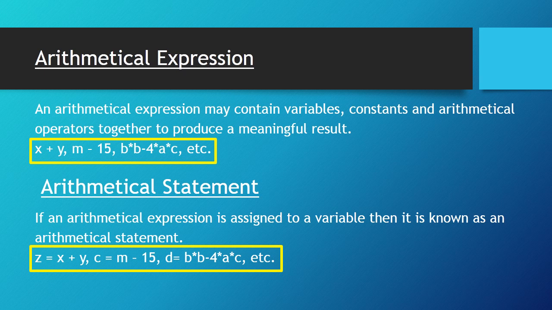Arithmetical expression and arithmetical statement. An arithmetical expression contains variables, constants, and arithmetical operators which together produce a meaningful result. And when this arithmetical expression is assigned to a variable, it becomes an arithmetical statement. For example, here x plus y produces a meaningful result, so it is an arithmetical expression. And when x plus y is assigned to another variable z, then z equal to x plus y is known as an arithmetical statement.